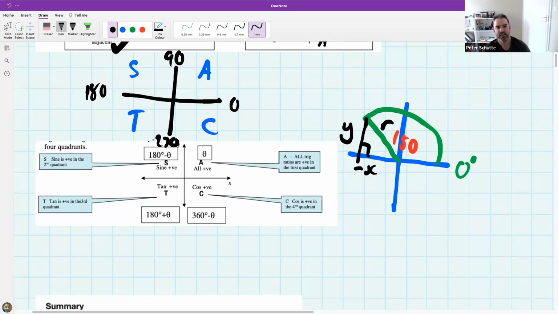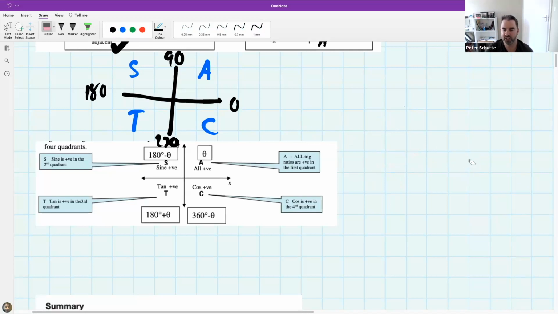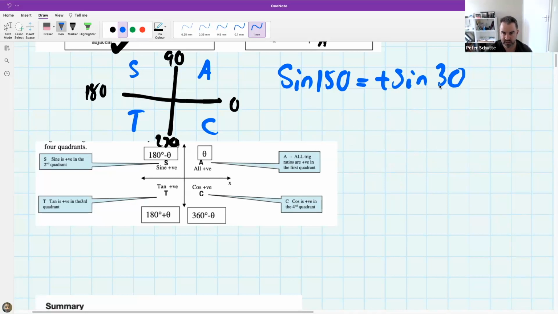This is the beginnings of what we call the reduction formula: all trig statements, something like the sine of 150, can actually be reduced to positive sine 30. They're equivalent in their value. We're going to talk a little bit more about that, but I just want to do some quizzes first.